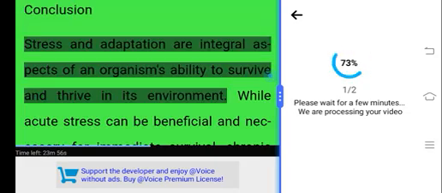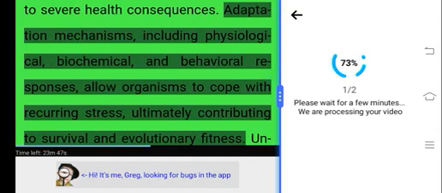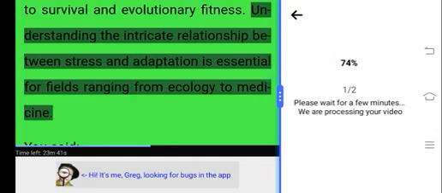Conclusion. Stress and adaptation are integral aspects of an organism's ability to survive and thrive in its environment. While acute stress can be beneficial and necessary for immediate survival, chronic stress, if not properly managed, can lead to severe health consequences. Adaptation mechanisms, including physiological, biochemical, and behavioral responses, allow organisms to cope with recurrent stress, ultimately contributing to survival and evolutionary fitness. Understanding the intricate relationship between stress and adaptation is essential for fields ranging from ecology to medicine.